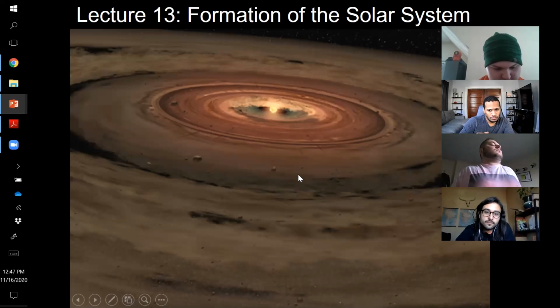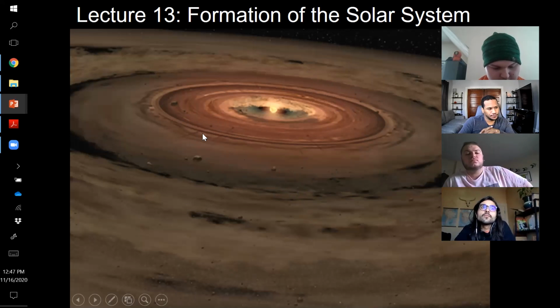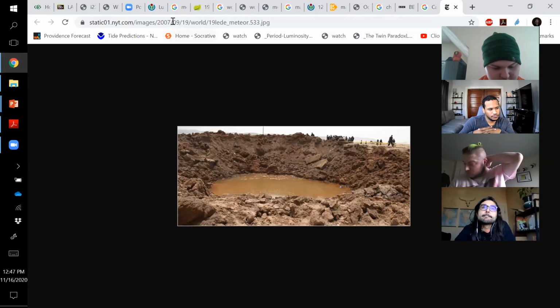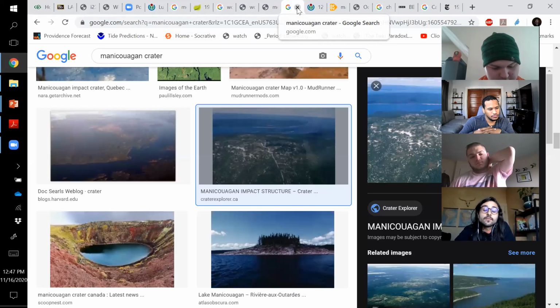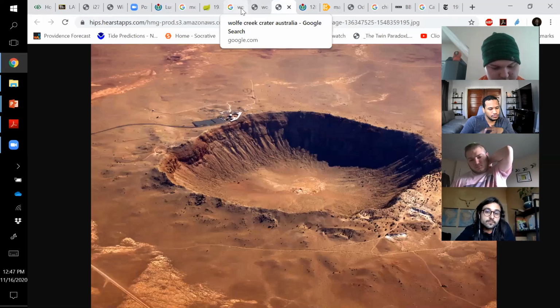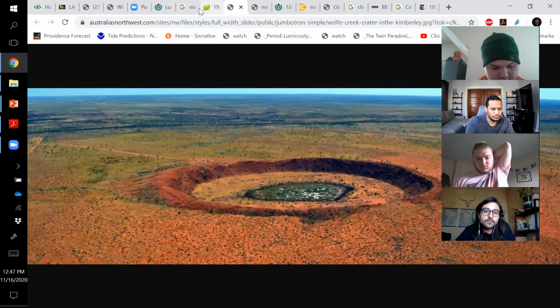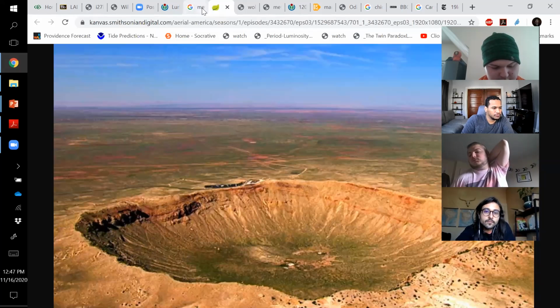In the early solar system, there must have been a lot more rocky and metallic debris floating around, zinging into the surfaces of the planets. And the concept we have for this is something called the heavy bombardment period.